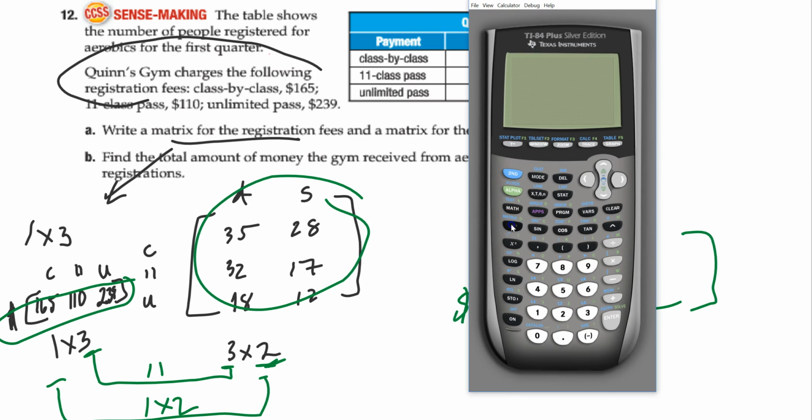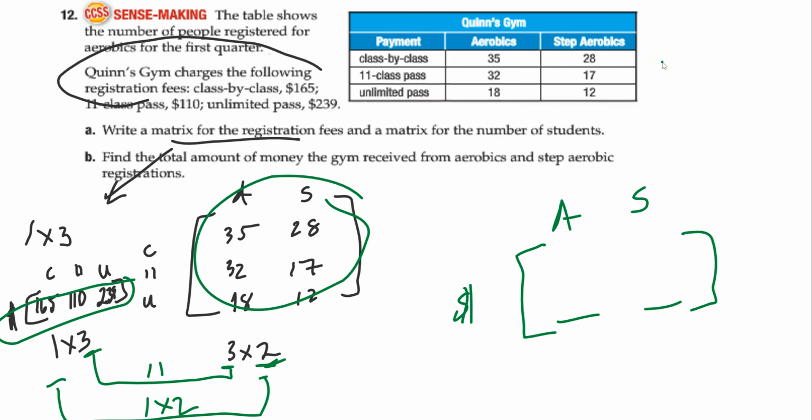And to save you some time, I already typed it all into my calculator. You see the two matrices are there. I'm just going to multiply them, that one times the other matrix. And we get 13,597 and 9,000-something. So around 13,000, and then 9,000. So that's how much they make for each class. So aerobics is getting more money than step aerobics. Anyway, that's a lesson.